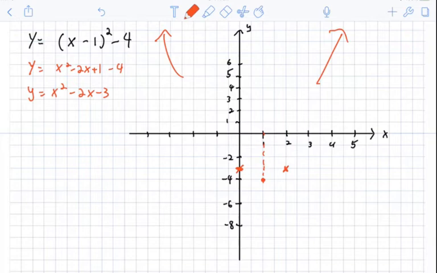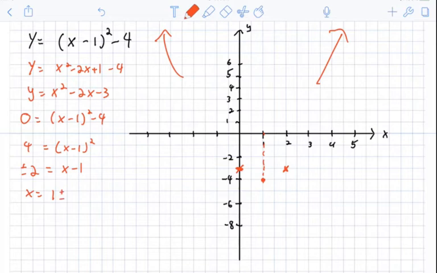Let's try to factor it. So this becomes 4 is equal to x minus 1 all squared, so it becomes plus or minus 2 is equal to x minus 1. So it's x is equal to 1 plus or minus 2. So it's at 1 minus 2 and 1 plus 2. So that's minus 1, and that's 3. So 3 is over here, and minus 1 is over here. There we go. 5 points.